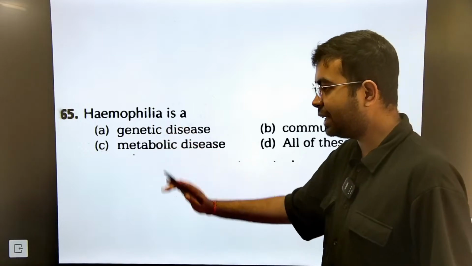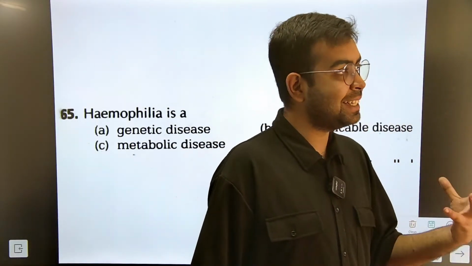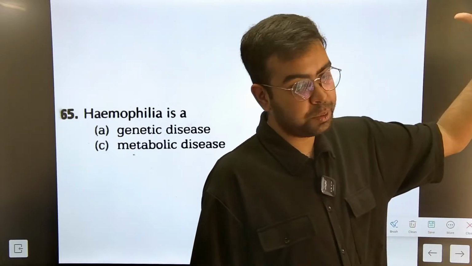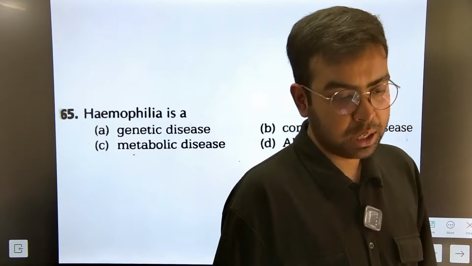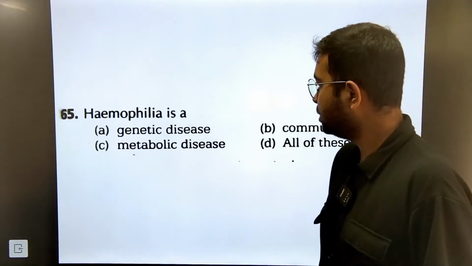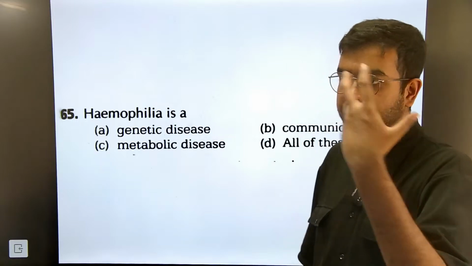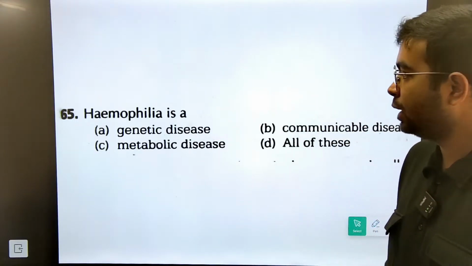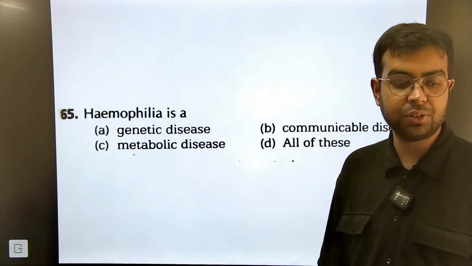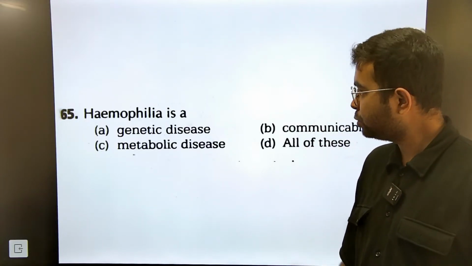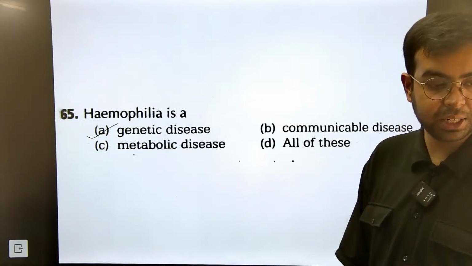On the other hand, we have genetic diseases. Genetic disease means if there is any disease which you have inherited from your parents in the genes, that is known as a genetic disease. Now, hemophilia does not happen due to metabolic problems and it cannot be transferred from one person to another. It is not communicable. Hemophilia happens only when there is a problem in the inheritance of genes from the parents. Okay? So this is why the correct answer is that hemophilia is a genetic disease. It is a genetic disorder.